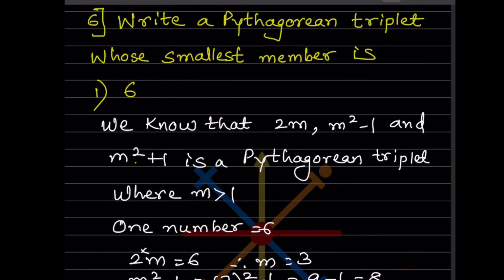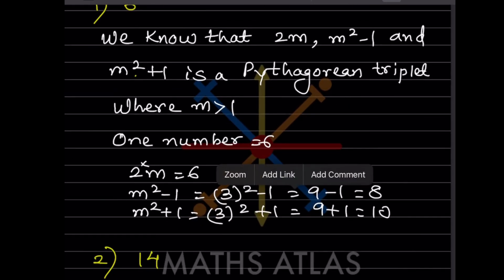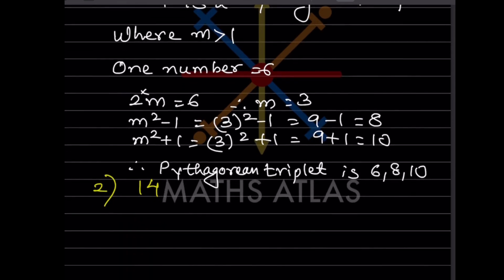Hope that is clear, because they said the smallest number is 6. So the smallest we can write, the smallest is 6. So we can write here, therefore Pythagorean triplet is 6, 8 and 10. Hope that is clear. So now we'll see for the next one.